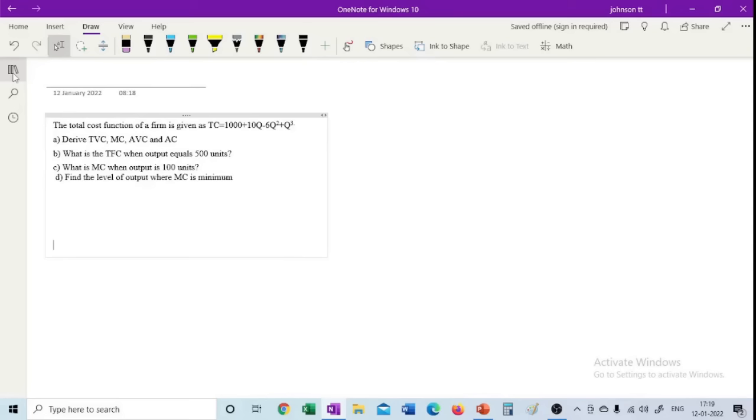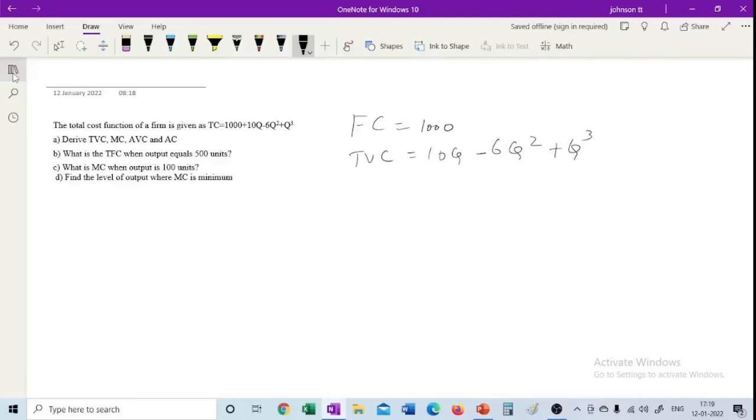So variable cost is the cost that will change with the output. So we know that the total variable cost is here. The fixed cost, from the total cost function we can say the fixed cost is 1000 and total variable cost is equal to 10q minus 6q square plus q raised to 3. So this is the total variable cost.